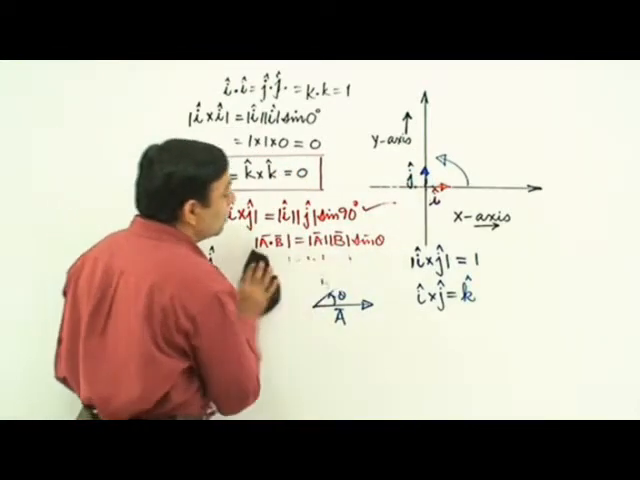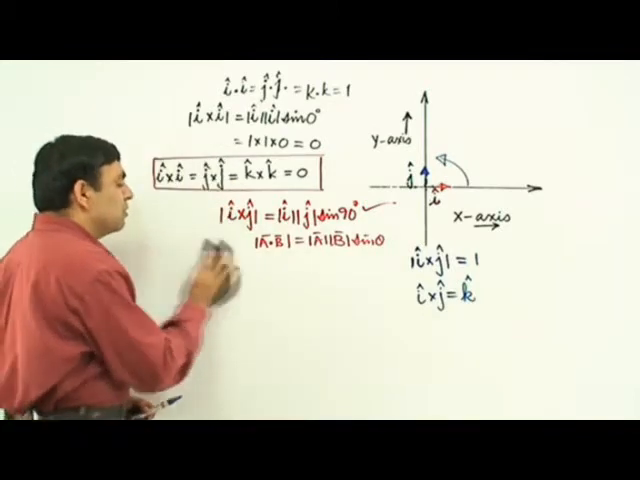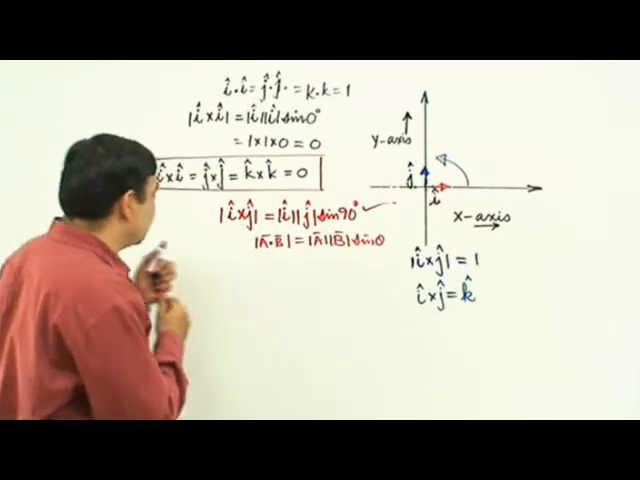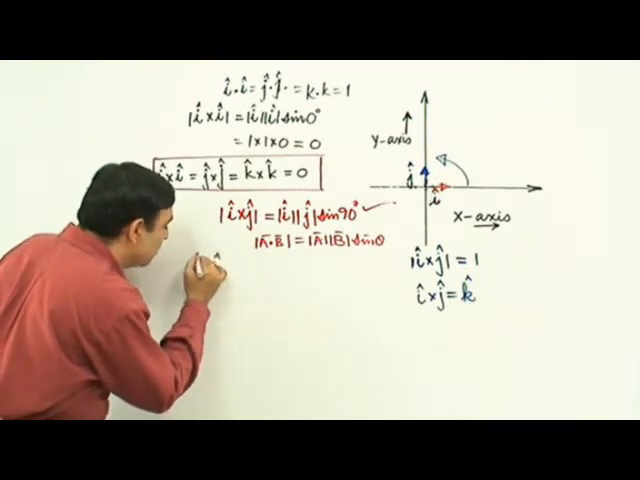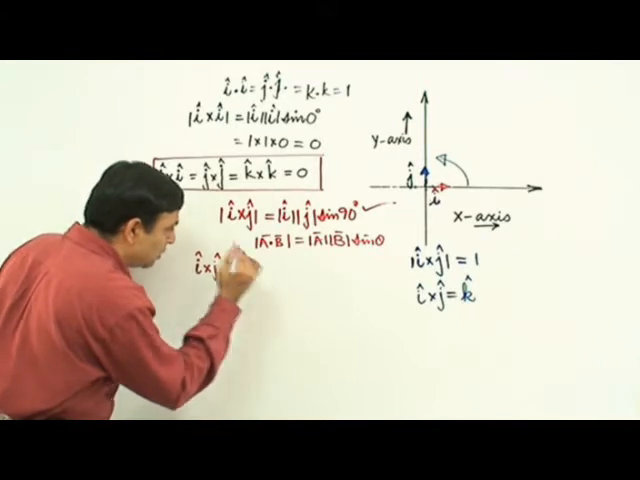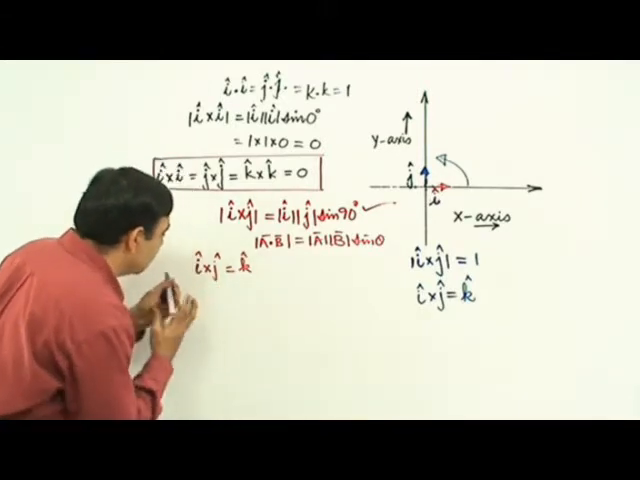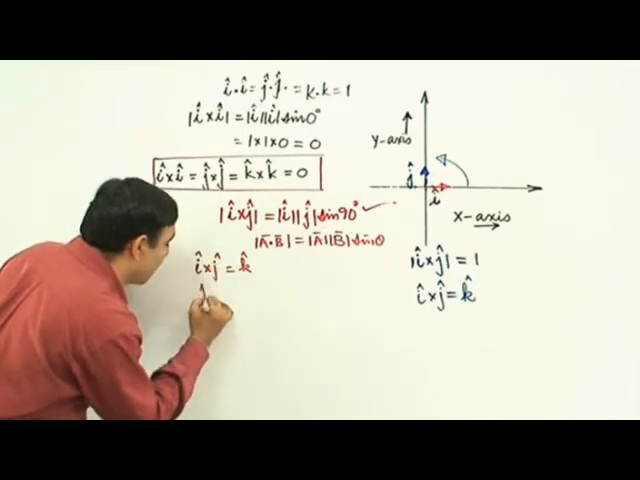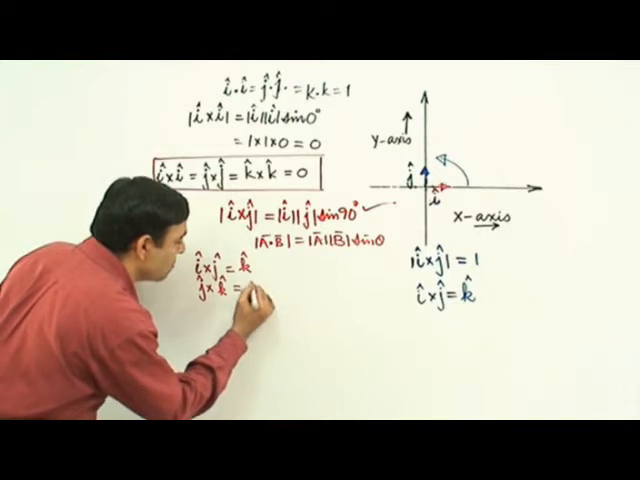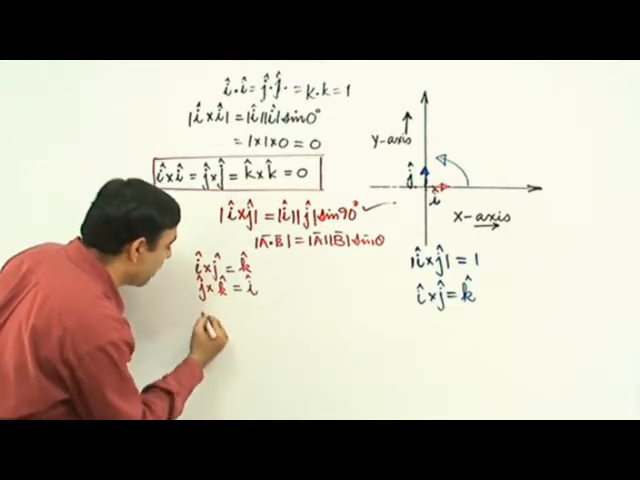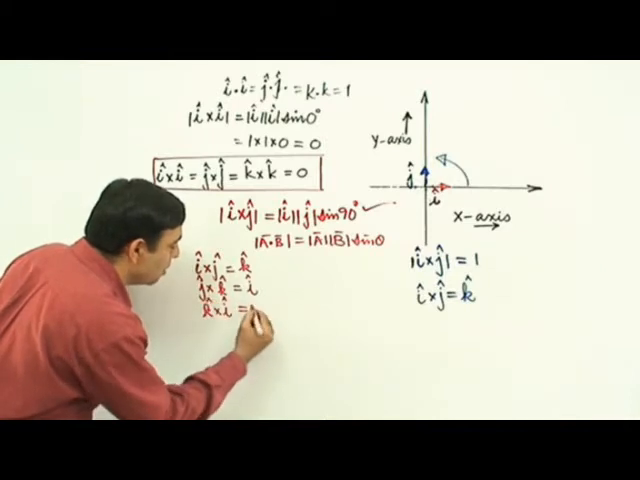Using this way you can show that i cross j is k, and you have already shown this. Similarly we can show that j cross k is i, and k cross i is going to be j.